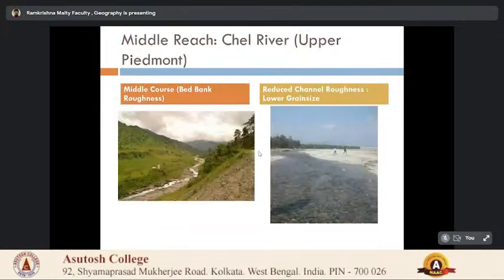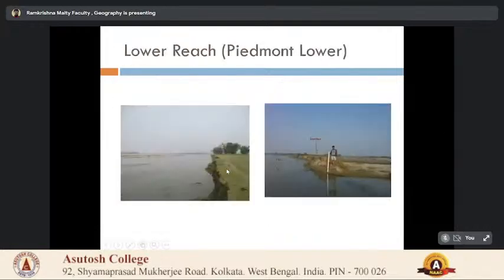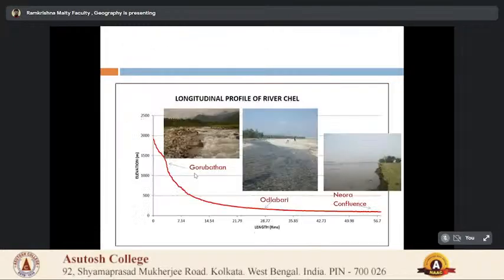In the upper reach or middle reach, you can cross the river. But if you come here, you cannot cross the river because the channel depth is so much more. You will be drowned here in the lower reach. Everywhere, this relationship is very prominent. That means if you move from source to mouth, channel width is expected to increase downstream. Flow depth is expected to increase downstream. Even the velocity of the water is expected to increase downstream. Okay?